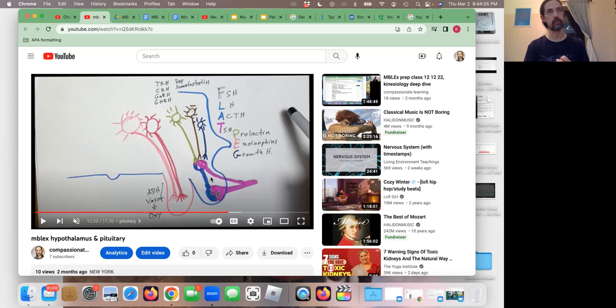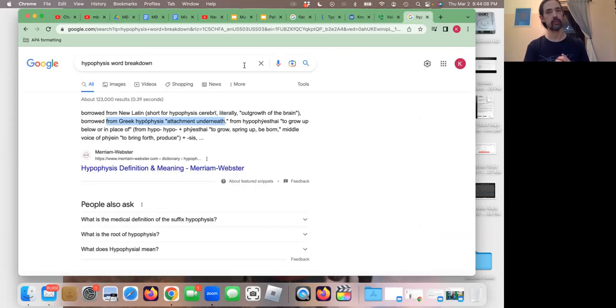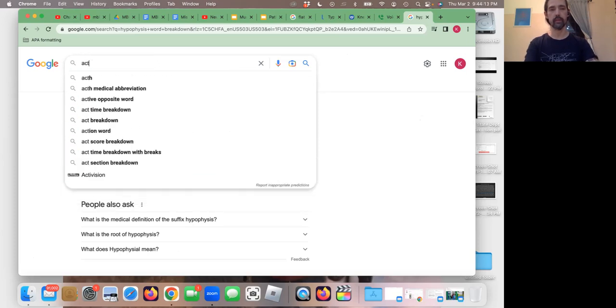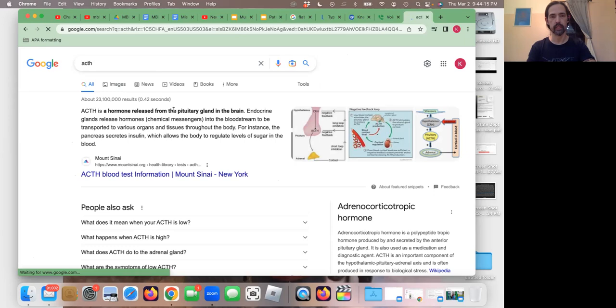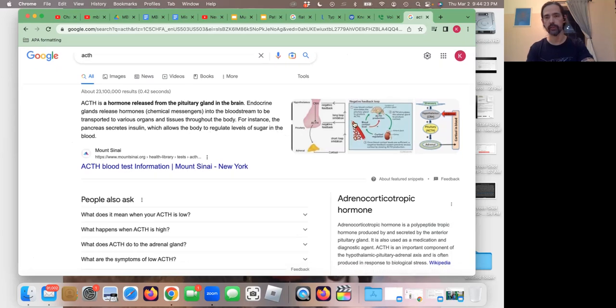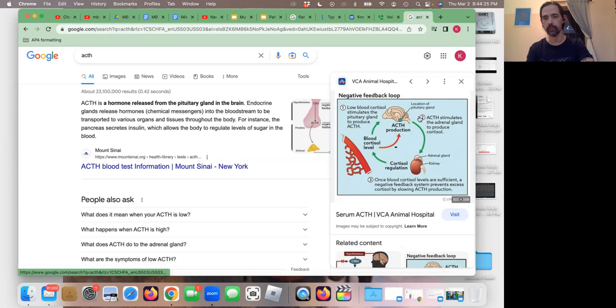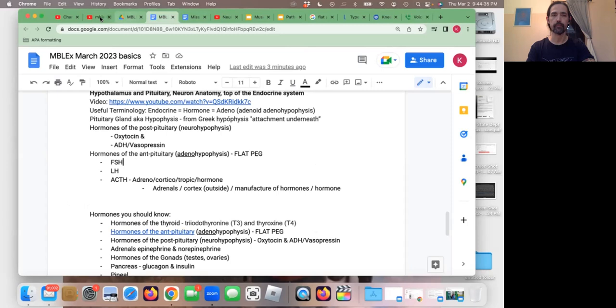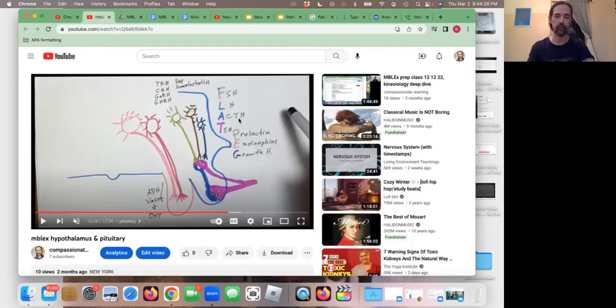Wait, just a minute. Let me look this up. ACTH, yeah, ACTH. Okay, adrenocorticotropic hormone does act on the adrenals, and what does it cause the production of? It causes the production of not epinephrine and norepinephrine, as I said. It causes the production and release of cortisol.